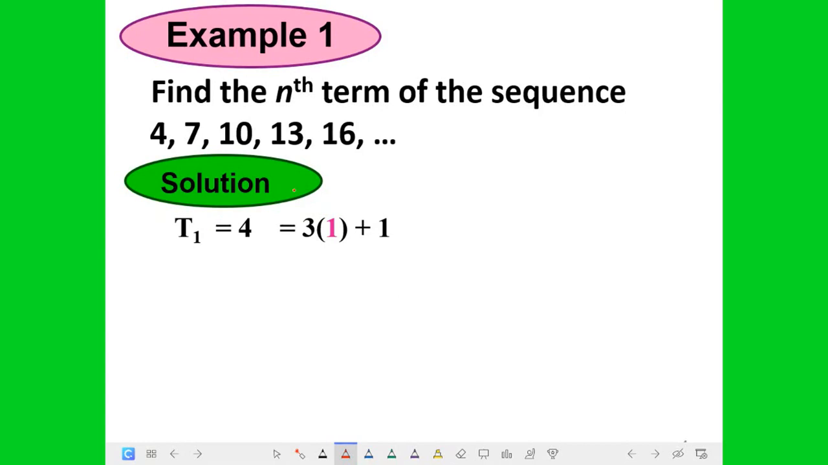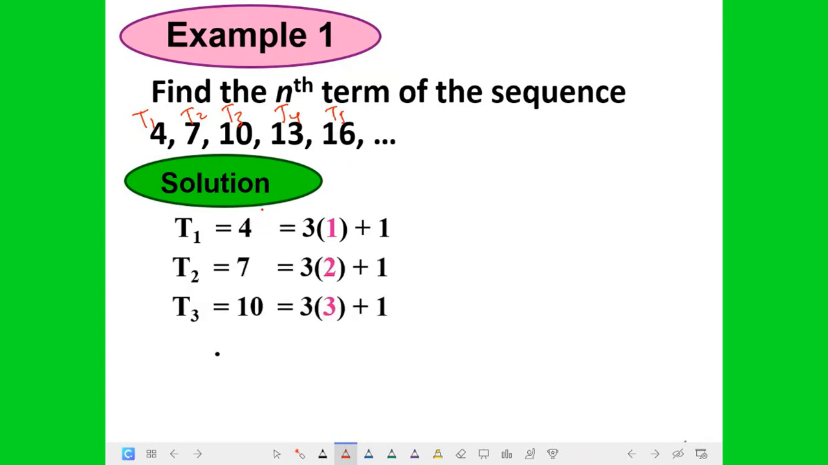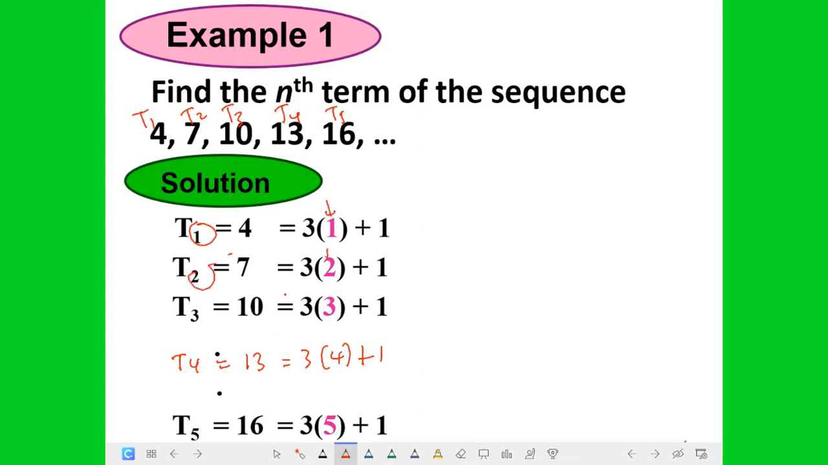So this is T1, T2, T3, T4, T5. Check the pattern. T4 is 13, right? 3 times 4, 12, plus 1, 13. So set the same pattern. When it is 1 here, 2 here, get the pattern. Finally, the nth term, Tn, is equal to 3n plus 1. Okay, got the pattern. Don't have to worry about this. This is only an introduction for sequence.